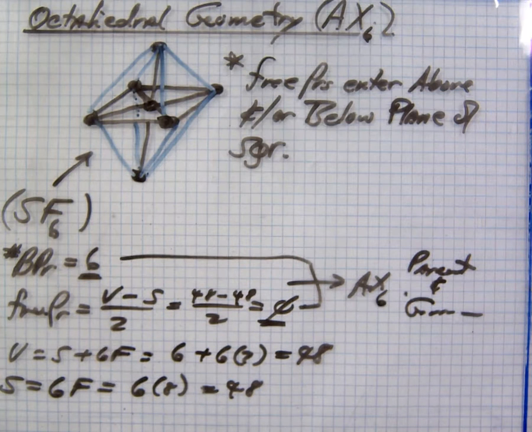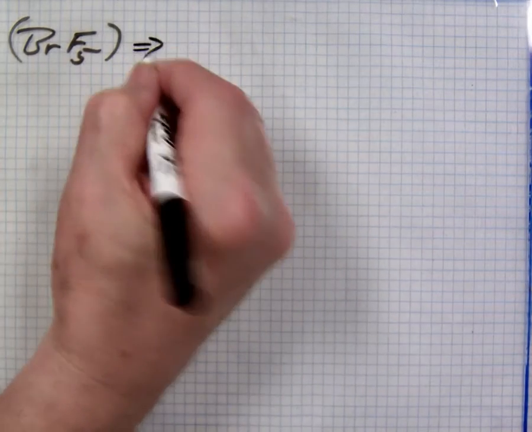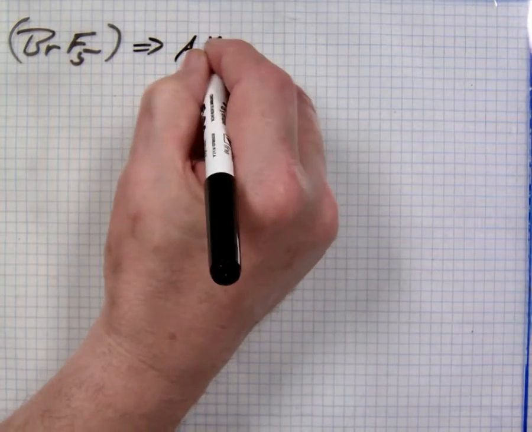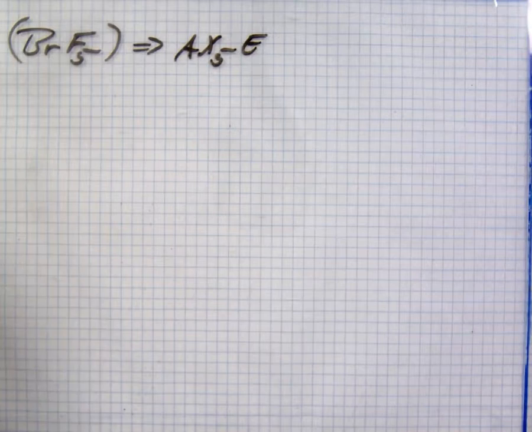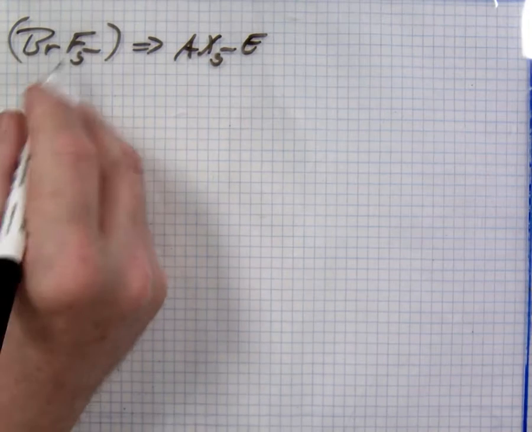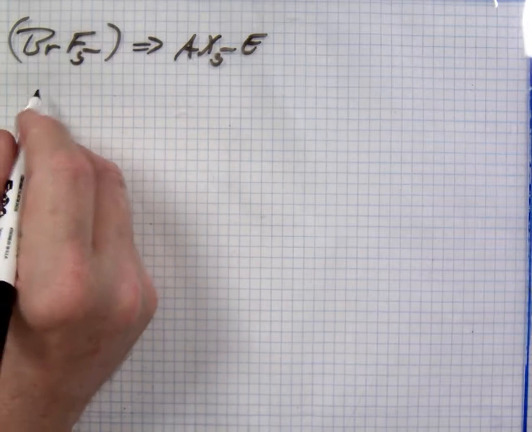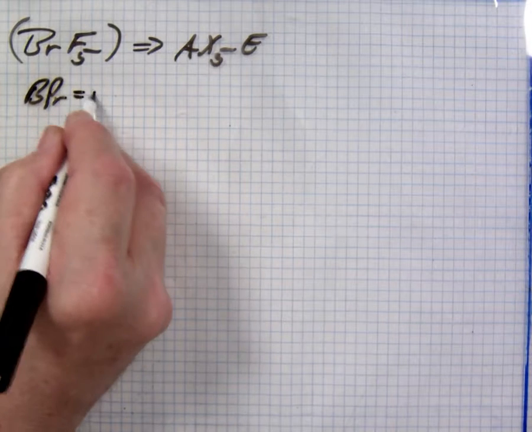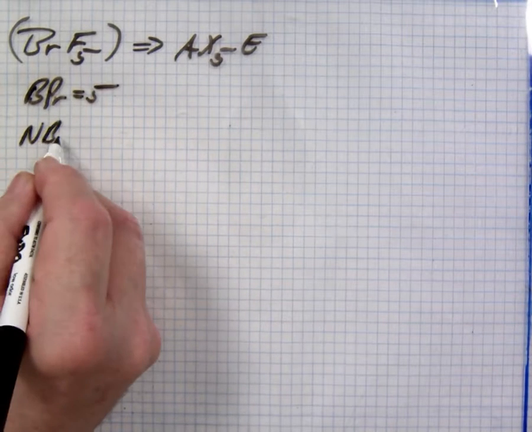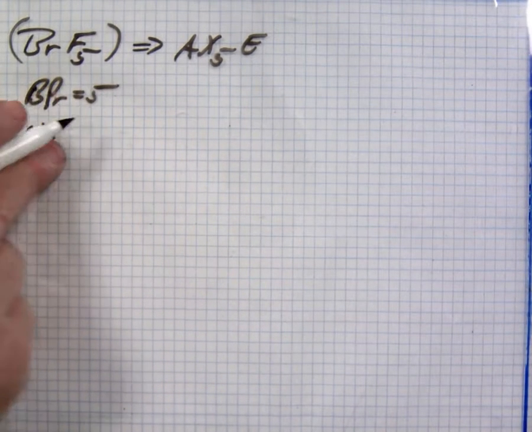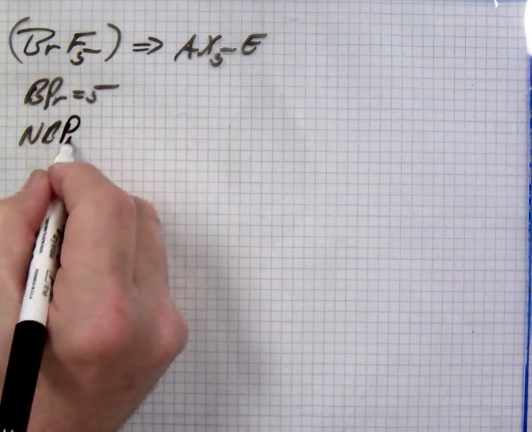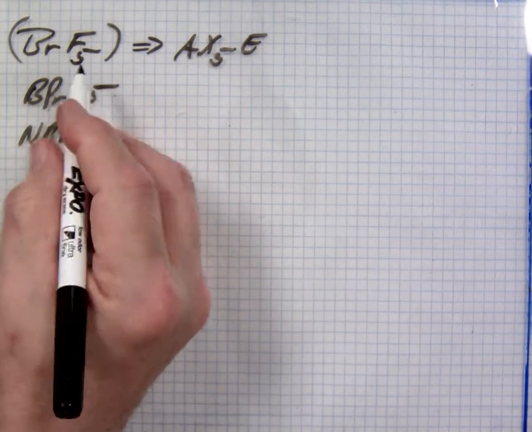BrF5, all better. AX6, you're right. Well, make a long story short, this one's going to have 1 free pair and 5 bonded pairs. So what we're looking for is to prove an AX5E non-bonded pair in here. You've got 5 attachments, so the bonded pair equals 5, and so the non-bonded pair has got to be 1 when we finish this.